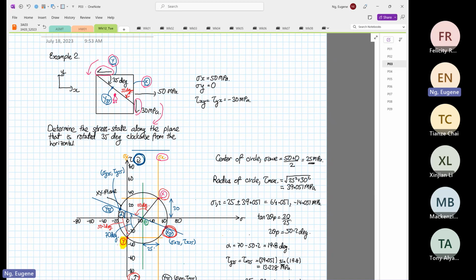Maybe not more than 20%. Okay, the bulk is the 2D Mohr circle. The fundamental foundation is with 2D Mohr circle.